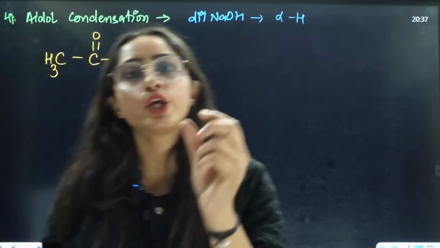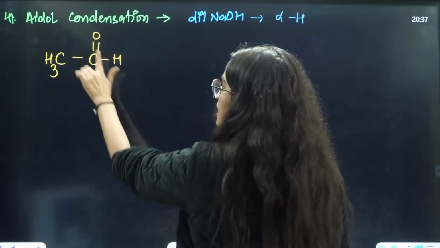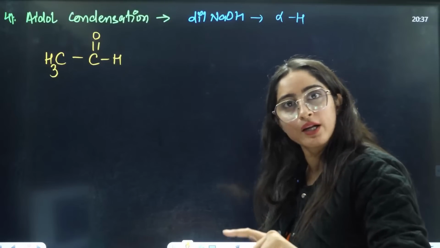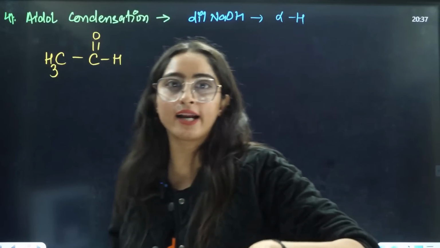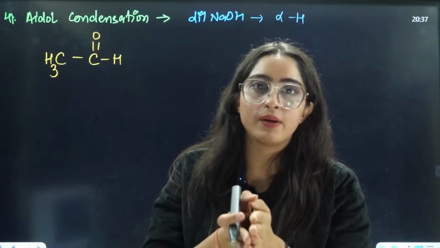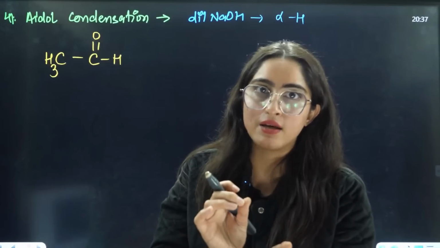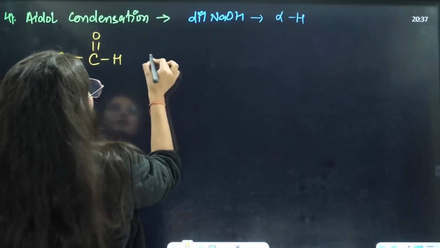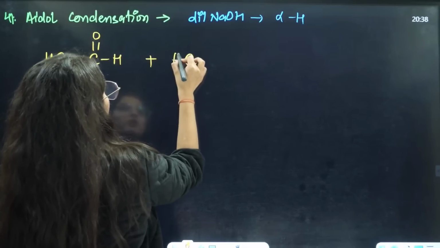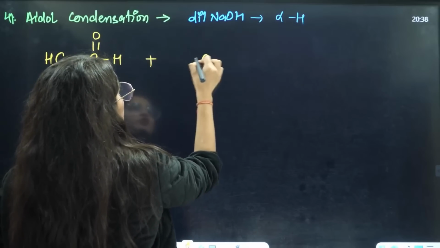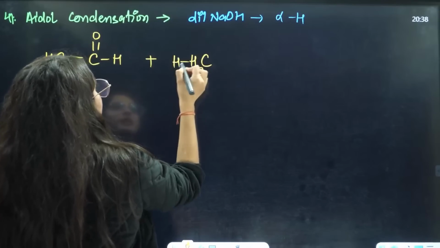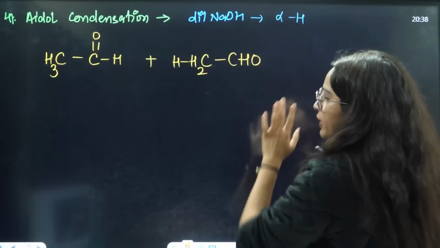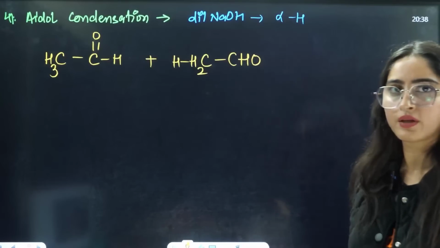For one reactant, you have to open the carbonyl carbon. For the other reactant, open the alpha carbon, like the alpha hydrogen you should see. That should not be in a closed structure. So in the second molecule, there should be alpha hydrogen you should see individually. But you don't need to open this structure, that is C double bond OH. Just write it CHO. Right?